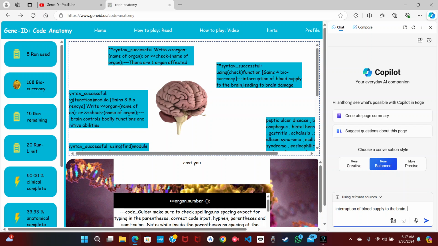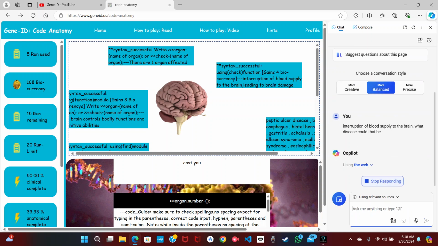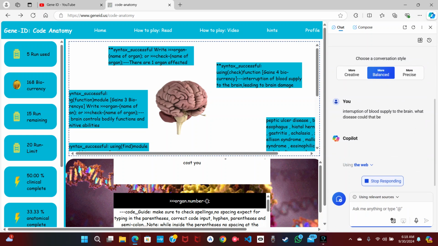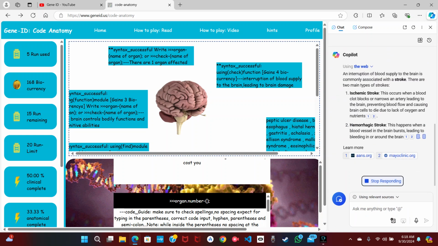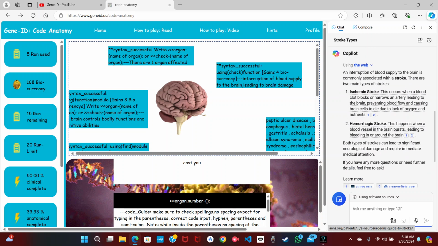What disease could that be? Let's do it like that. Let's see. Okay, so it gave me multiple results: ischemic stroke or hemorrhagic stroke. I still don't know how to pronounce that.